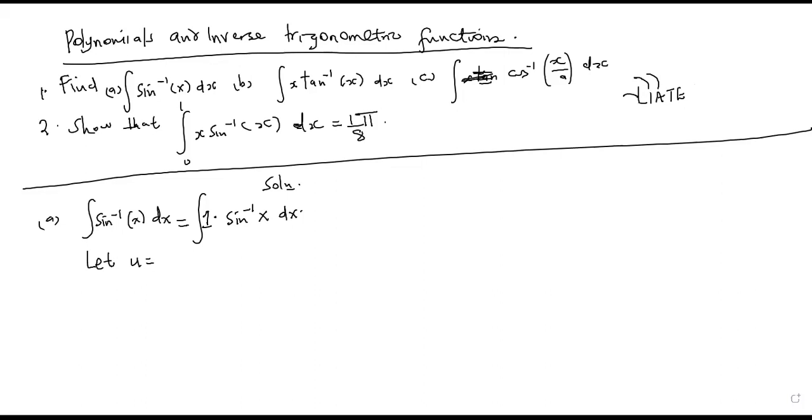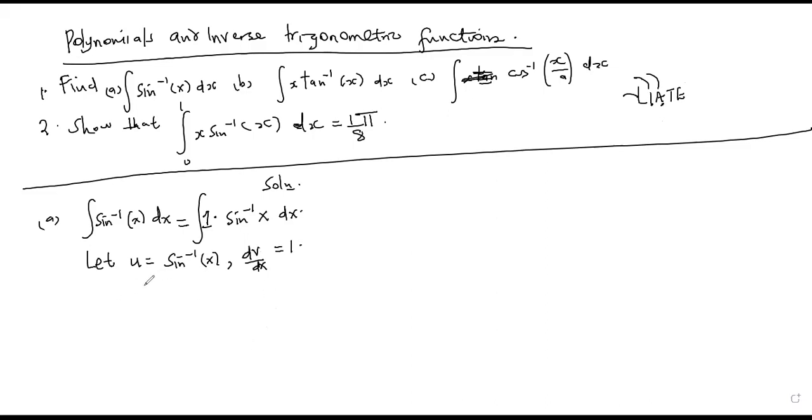What is my u equal to? U is the sine inverse of x, because an inverse function comes before an algebraic function. So u is sine inverse of x. It means that now my dv dx is equal to 1.